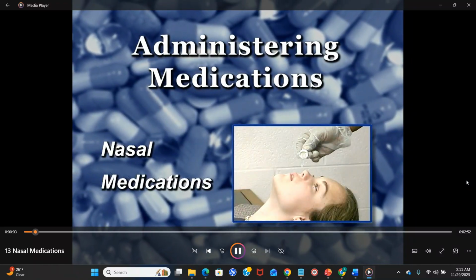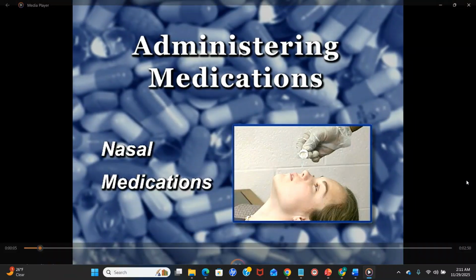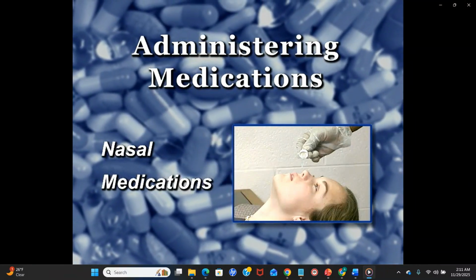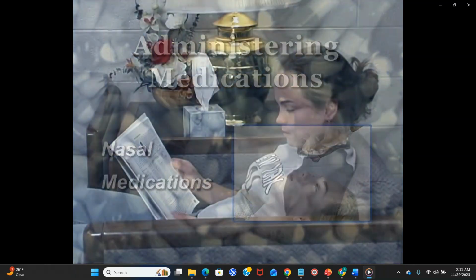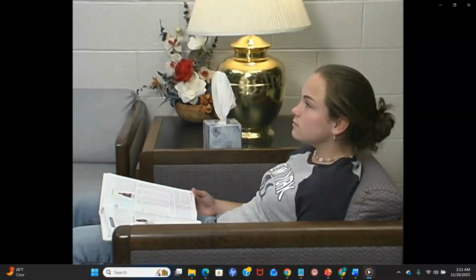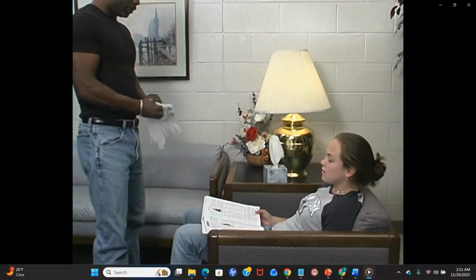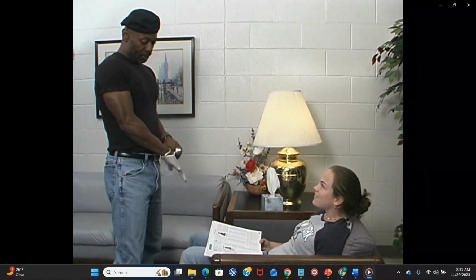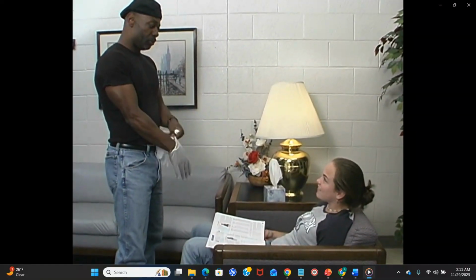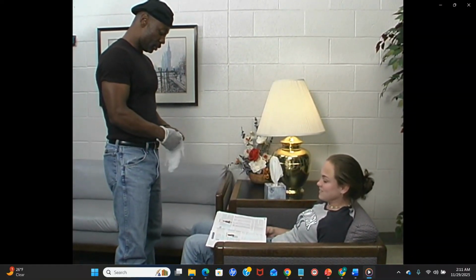Nasal medications are used to treat inflammation and infection or to deliver other medications. Check the MAR to determine which medication is to be given and which nostril, or if both nostrils, are to be treated. Always introduce yourself when you enter the client's living space. Because you may come in contact with mucus from the nose, always put on clean gloves before administering the medication.